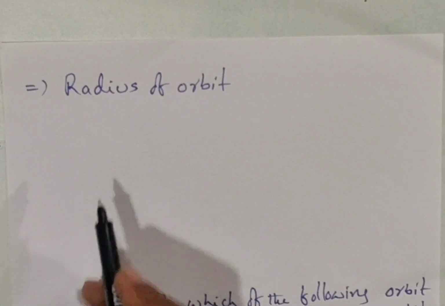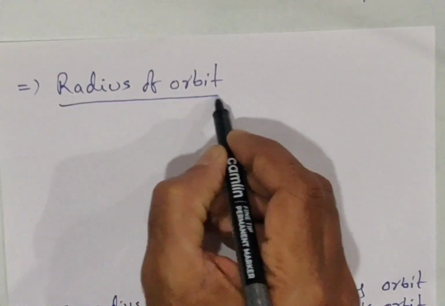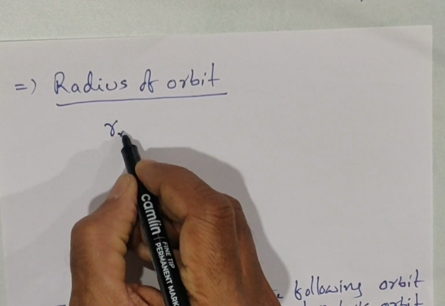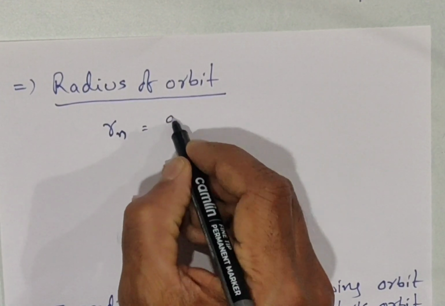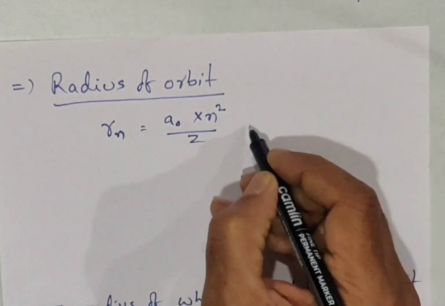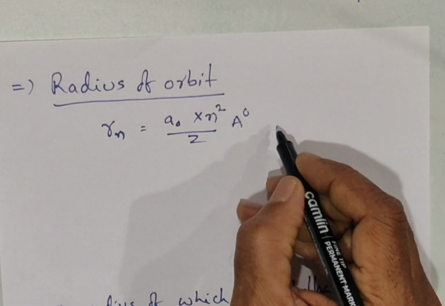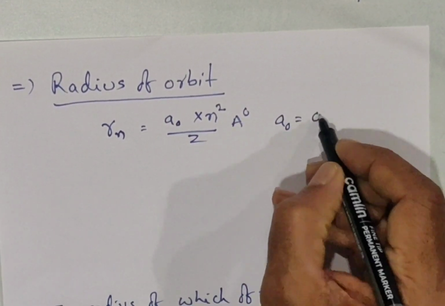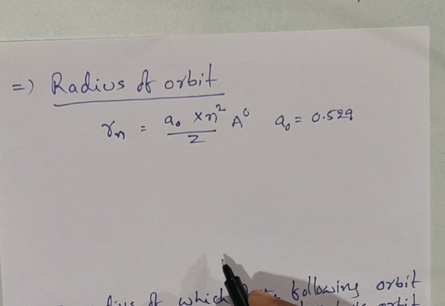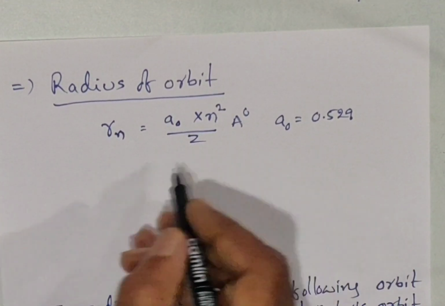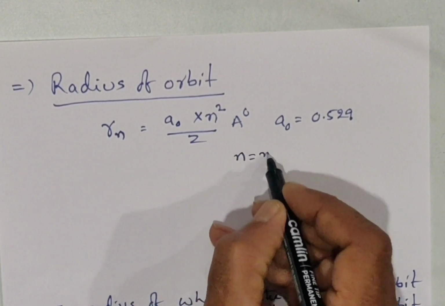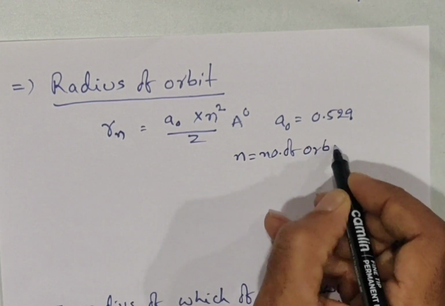Now another important one is radius of orbit. To calculate the radius of orbit, we have to use the general mathematical expression. So Rn is equal to A naught into n square by Z in angstroms. Here A naught is equal to 0.529 angstroms, Bohr's atomic radius. Now here n is the number of orbits.